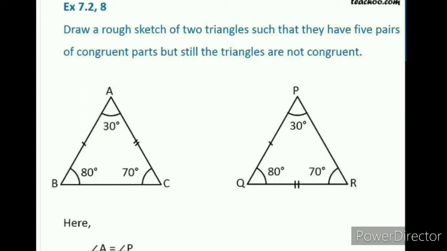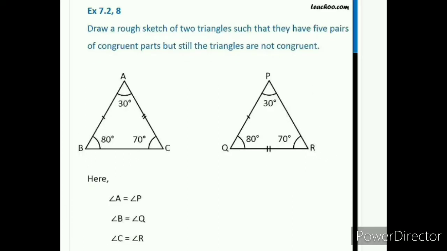Question 8. Draw a rough sketch of two triangles such that they have 5 pairs of congruent parts but still the triangles are not congruent. We learned that in a triangle, if any 3 elements of one triangle are equal to 3 elements of the other triangle, then the two triangles are said to be congruent. The 3 criteria say that only.